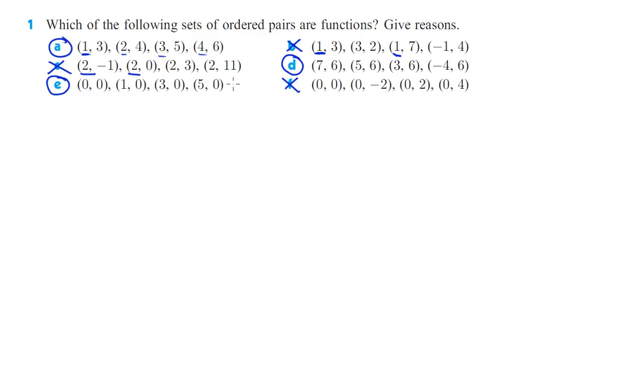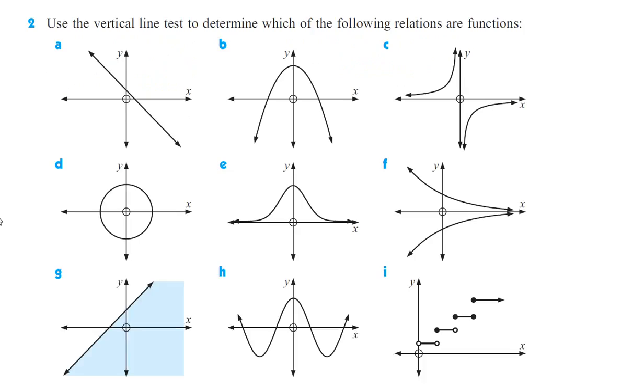Just to help out on these, let's say this one also had another one on here that was (1, 0), and you say, oh look, we've got two similar X's. But if you'll notice, the Y's are actually the exact same too, so that would still make this a function. If this was (1, 0) and this was (1, 3), then it wouldn't be a function. But if these two are the exact same point, then it would still be a function. Okay? Moving on to number 2.